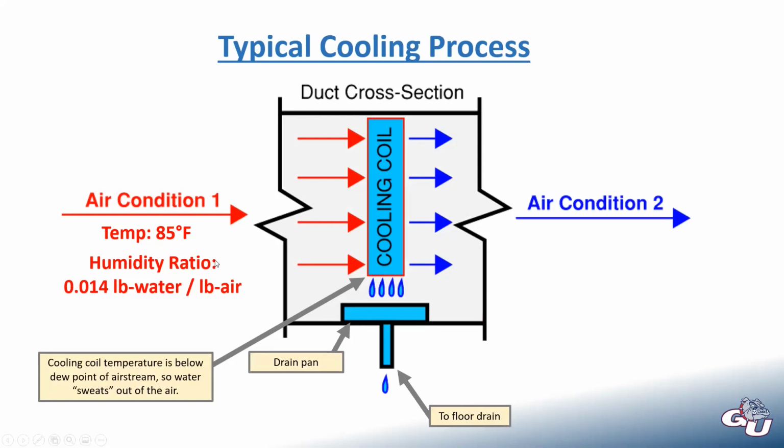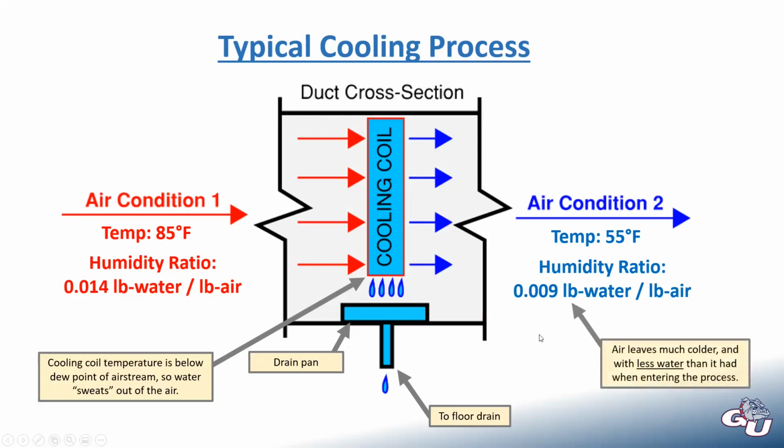So our warm, humid air hits the cooling coil, leaves at a colder temperature, and it also leaves at a lower water content. So as this air moved through this coil, it lost about a third of its water content. So the air leaves colder, and it leaves with less water than it had when it started this process.